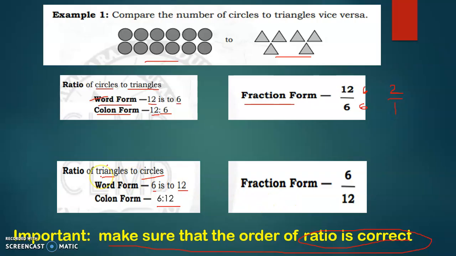Okay, dito naman sa ating ratio of triangles to circles, ganun pa rin. Get the greatest common factor, that is 6. Ang 6 pwedeng i-divide sa 6 and then 12 is pwedeng i-divide sa 6 din. 6 divided by 6 is 1 and then 12 divided by 6 is just 2. That is why in lowest term, the ratio of circles to triangles is 2 is to 1. And in lowest term, the ratio of triangles to circles is just 1 is to 2.